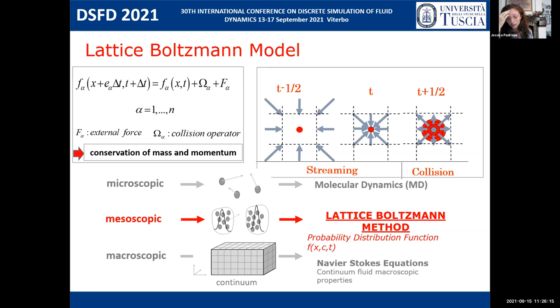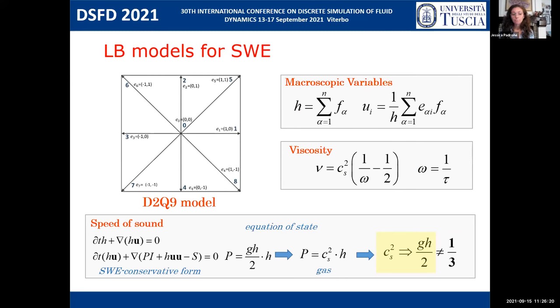In this work, we considered this pattern, where we are based on nine directions. The macroscopic variables, water height and velocity, can be recovered directly from the first order raw moments of the probability distribution function. The fluid kinematic viscosity is a function of the relaxation rate and the speed of sound, which is constant.